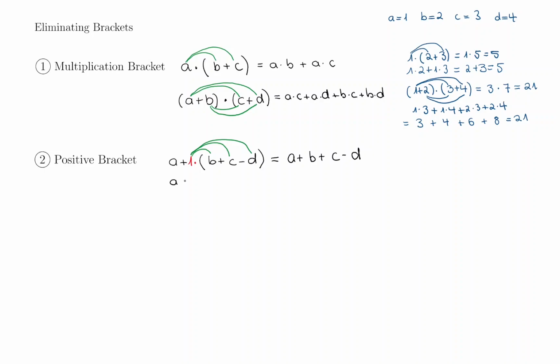A different way, and this is how I just remember it whenever I have a positive bracket. This is what I remember: whenever I have a positive sign in front of the bracket, I just throw the sign away and I also throw the bracket away and I just copy everything else, including the signs. So I would have then A. Then we have a plus in front of the B. This is a positive B. So plus B plus C minus D.